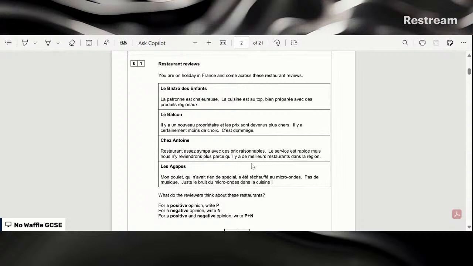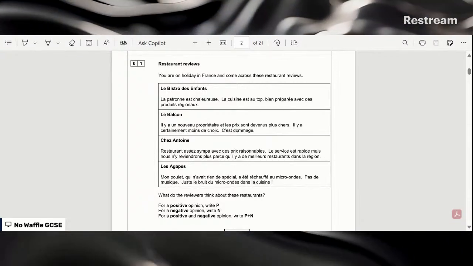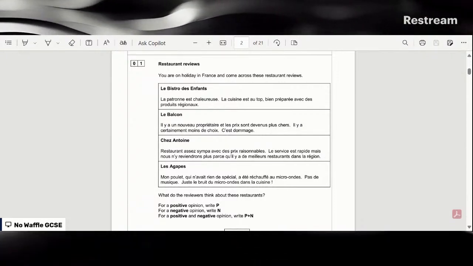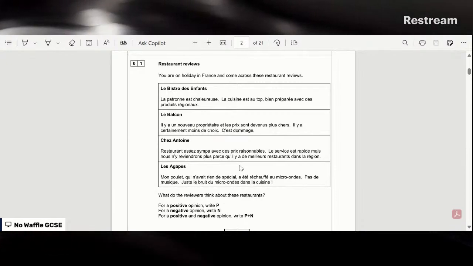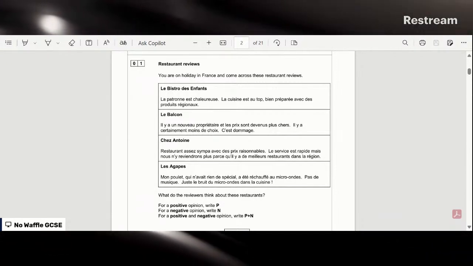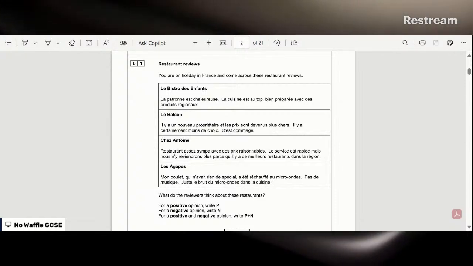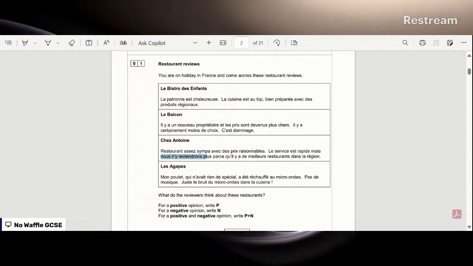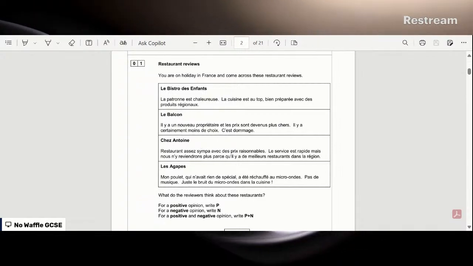The third one, restaurant assez sympa avec de prix raisonnables. The restaurant was very nice and the very reasonable prices. Le service est rapide, fast service, but nous n'y reviendrons plus parce qu'il y a de meilleurs restaurants dans la région. So reviendrons means come back. So they're saying that they wouldn't come back because there are many better restaurants in the region. So you've got a positive and negative one from here.